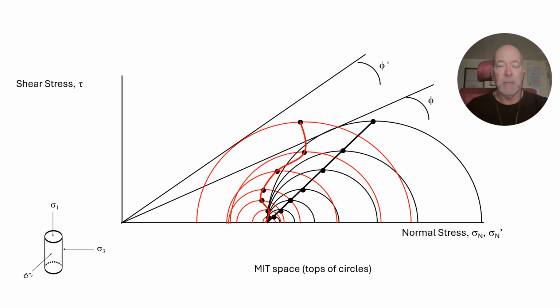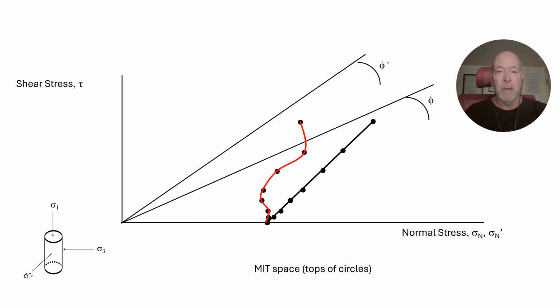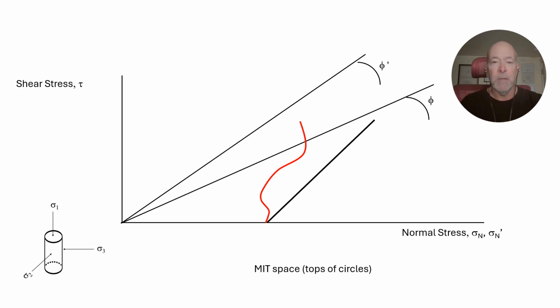Now it's pretty messy out there, isn't it? That's the beauty of just having these stress paths. We don't have all that racket going on. We take off those points because they're kind of meaningless. These are connecting all the points on those circles. And again, this is the MIT space.